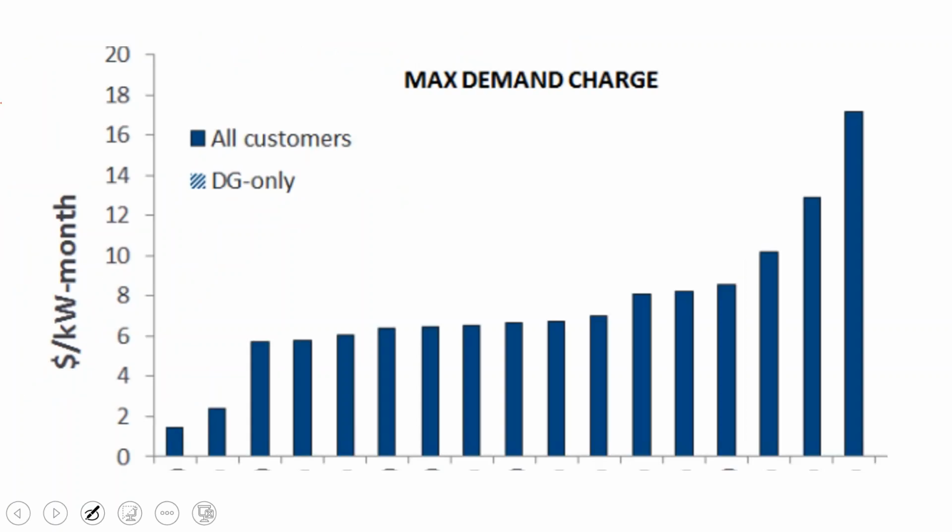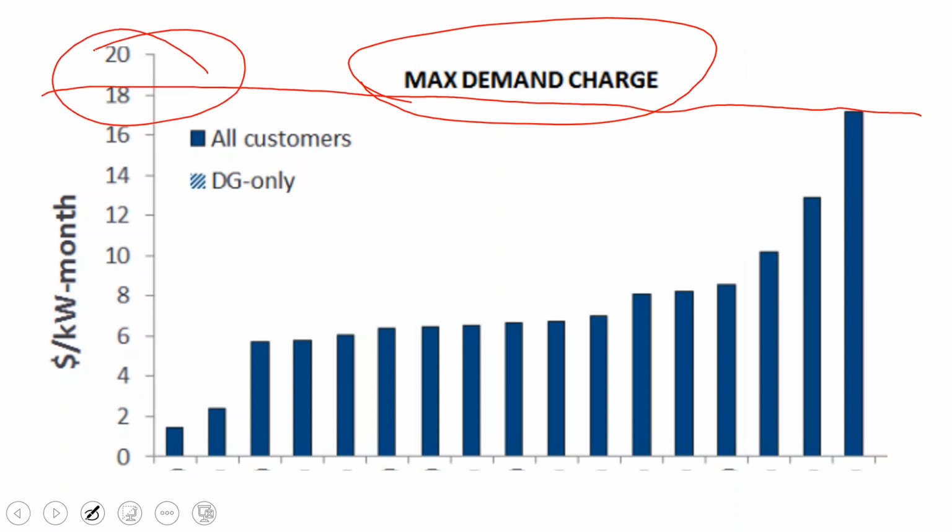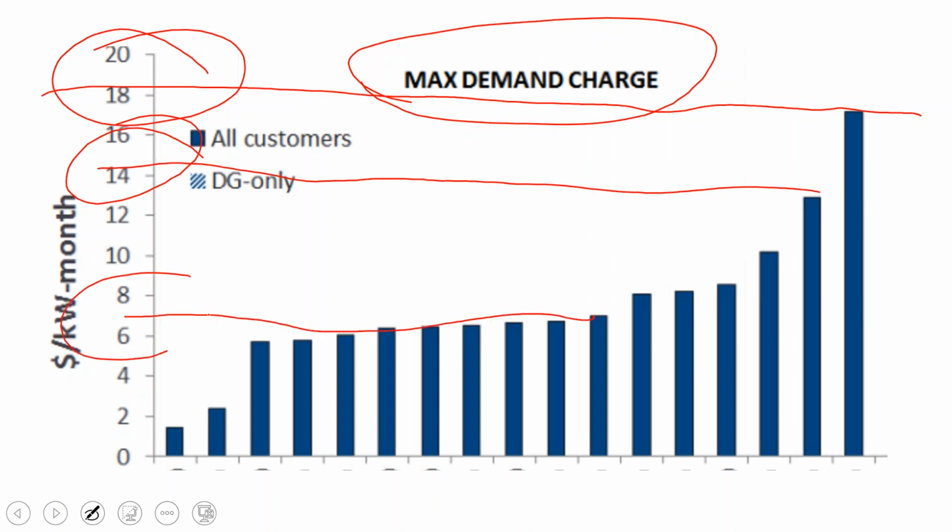This is a sample of about 20 different utility rate structures, looking at their demand charges. And what we see is one utility is way above the rest of the pack in the $18 to $20 a kilowatt range. This other utility is in the $14 per kilowatt range. And then most utilities are in the $6 to $8 a kilowatt range.